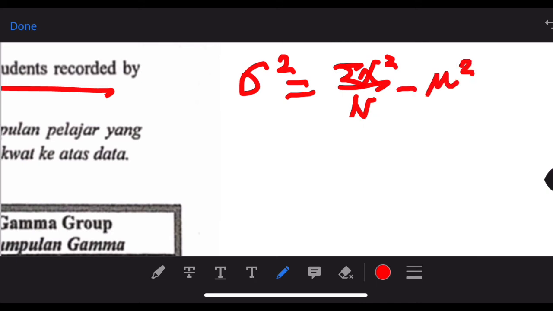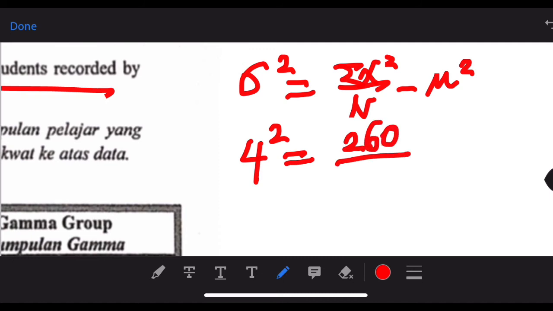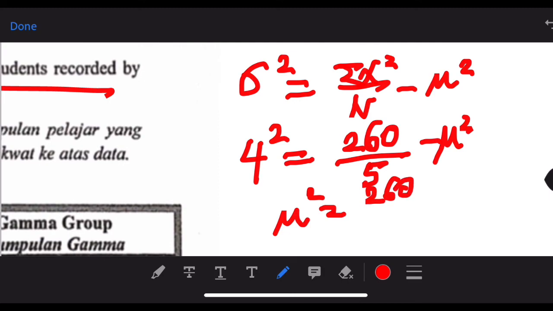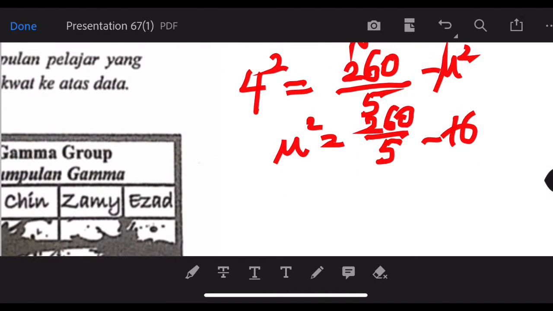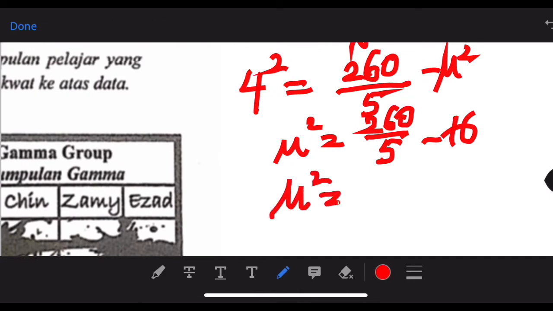So we're asked to find the mean, right? The standard deviation is given as 4 in the table, and this was given in the table, and we have 5 data. So minus the mean square. Finally, mean square is 260 over 5 minus 16. So you will get the answer for mean square is 36. So hence the mean is 6.